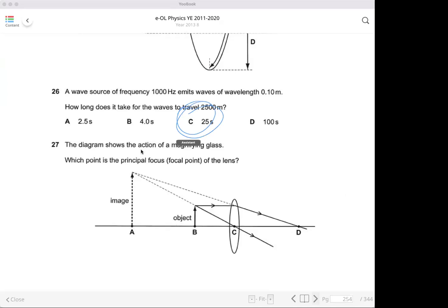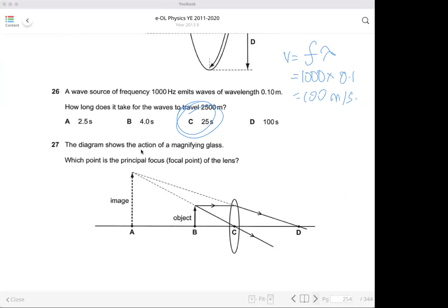The answer is C. Okay, let me just go through very quickly. v = fλ. f is 1000, λ is 0.1. So the wave is travelling at 100 meters per second. For it to travel 2500 meters, it will take about 25 seconds. Oh, very fast.